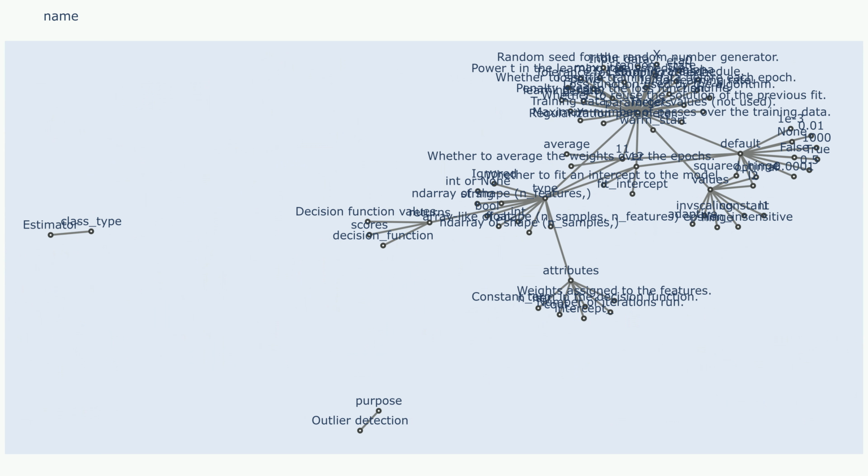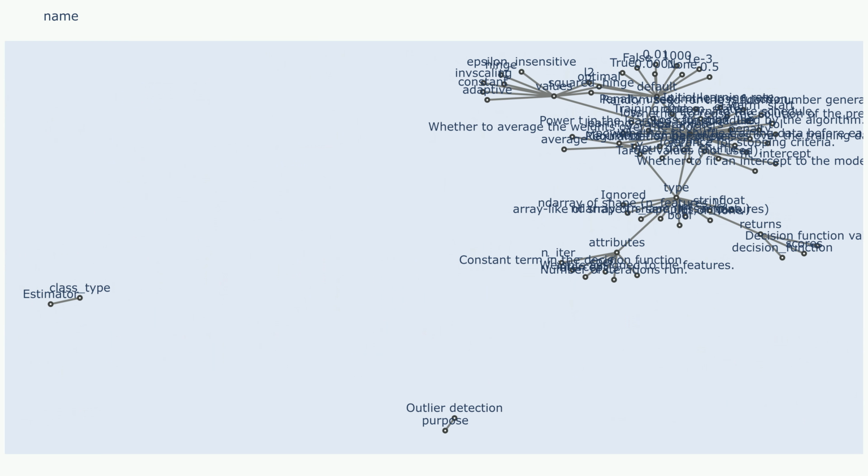Learning rate controls the step size during SGD optimization. Constant: fixed learning rate for all iterations. Optimal: adaptive learning rate that automatically adjusts over time. Inverse scaling: learning rate decreases inversely proportional to the number of iterations. Adaptive: learning rate that adjusts based on the observed gradient. Eta0: initial learning rate for the constant learning schedule. Power t: exponent applied to the learning rate in the scaling schedule.